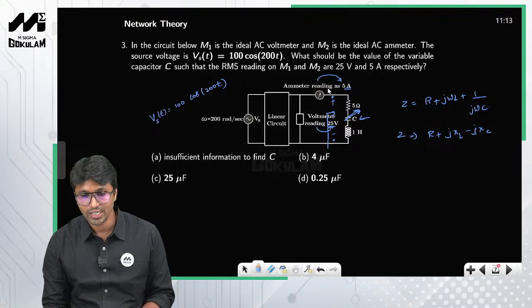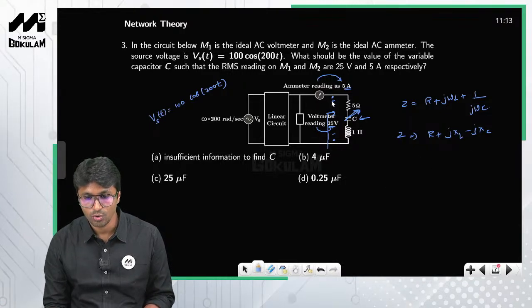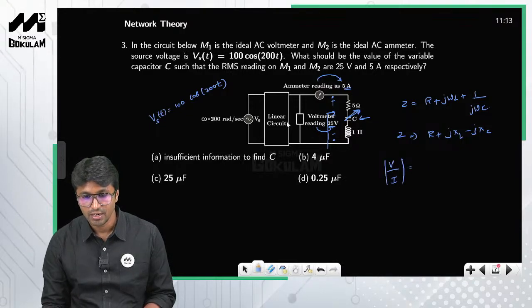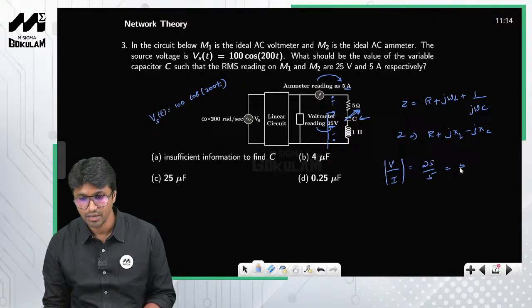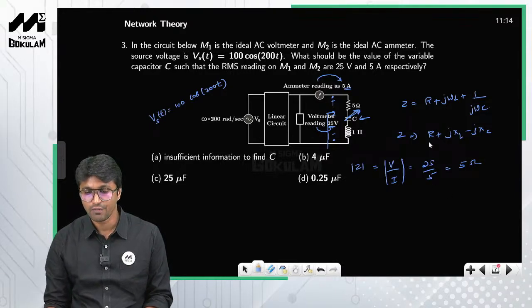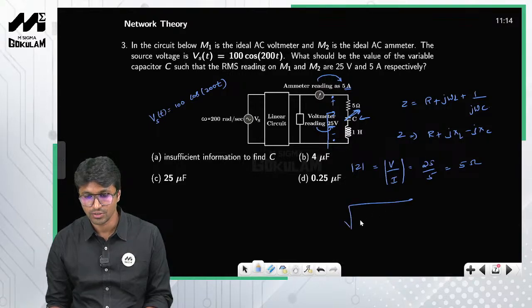Okay, so what is the ratio of voltage to current looking into these terminals? So therefore V by I. So if you look at the magnitude of this, this is nothing but 25 by 5, right? So 25 by 5, which is nothing but 5, right? So therefore this is essentially the magnitude of the impedance, right? So this is nothing but 5 ohms, right? So therefore you know what Z is, right? So therefore take the magnitude of Z, so that gives you square root of R square plus (XL minus XC) whole square. So this is equal to 5, right?